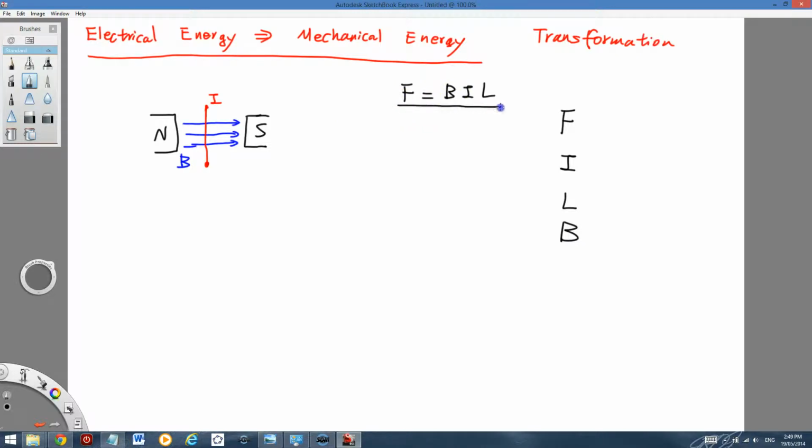So here is the equation we use to calculate the force generated by this type of design. Let's go through the formulas. F stands for force, measured in newtons. I stands for current, measured in amps. And L is the length, basically the length of the wire in the magnetic field, in meters. And B is the magnetic field strength, measured in Tesla.